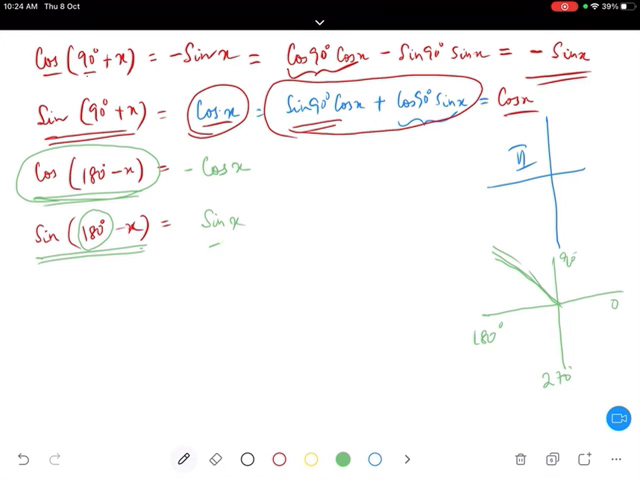Acha, your homework will be this: cos 180 minus x, sine 180 minus x, cos 360 minus x, and sine 360 minus x. Find these four values using the formulas we learned today, that is cos x plus y and cos x minus y. Please solve these and find the answers. Okay, that's your homework.